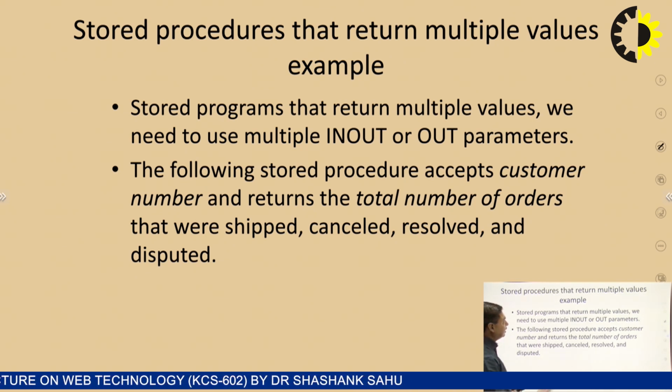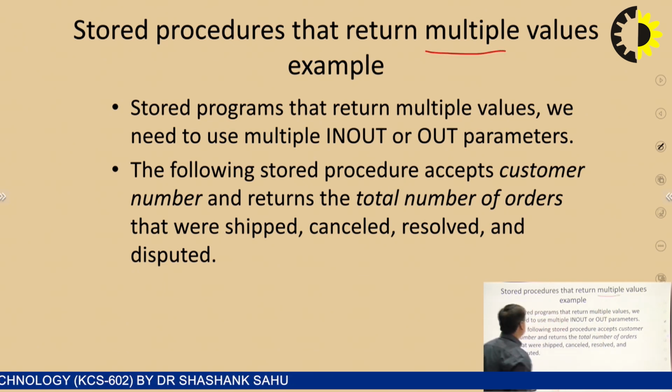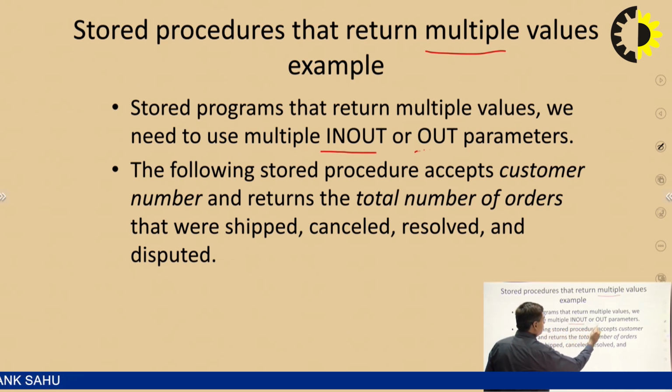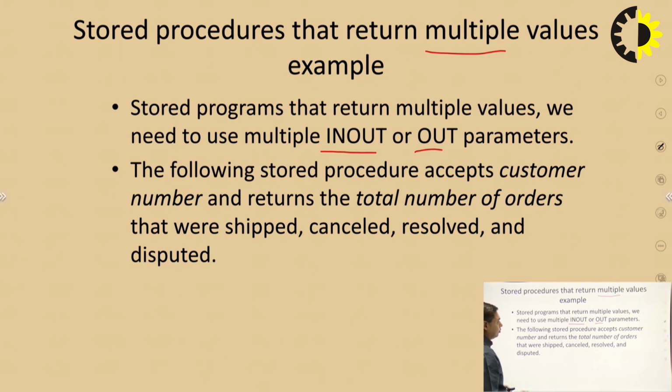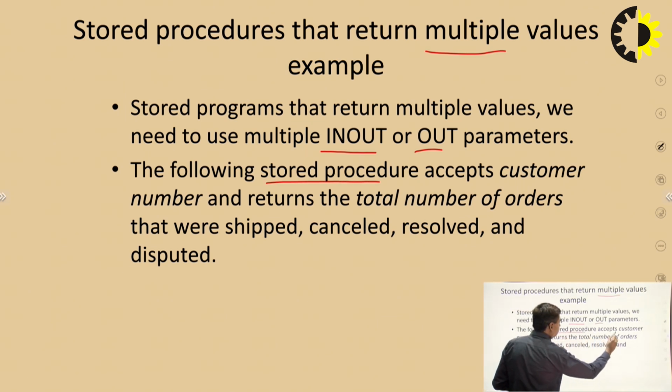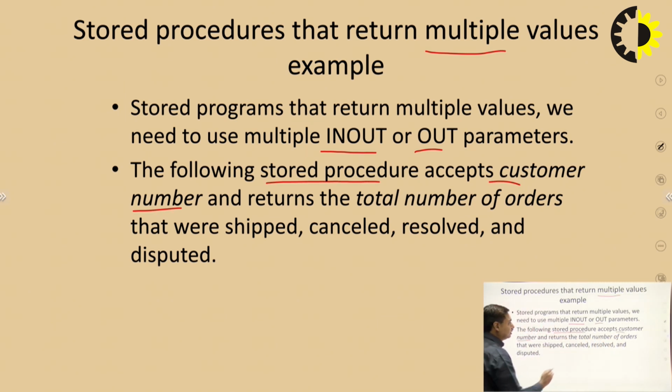Now a stored procedure can return multiple values. So stored programs that return multiple values need to use multiple in out and out parameters. Now we are going to use one more example. In this we are creating a stored procedure that will accept the customer number and return the total number of orders, and the type of orders can be whether the order has been shipped, cancelled, resolved or disputed. This is a very good example. By understanding it we can learn how to create the procedure as well as how to pass multiple values from a procedure to the calling program.